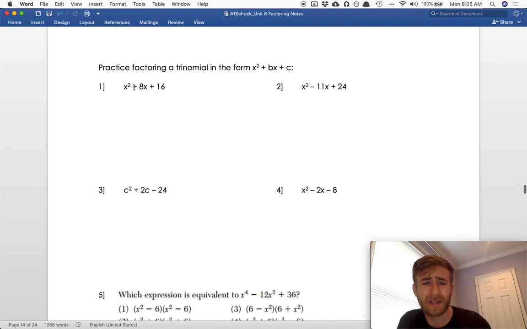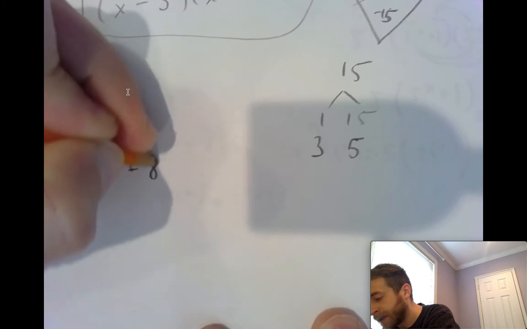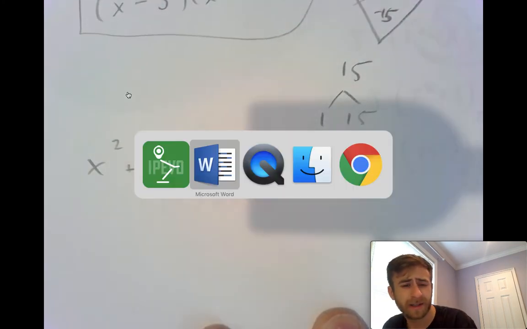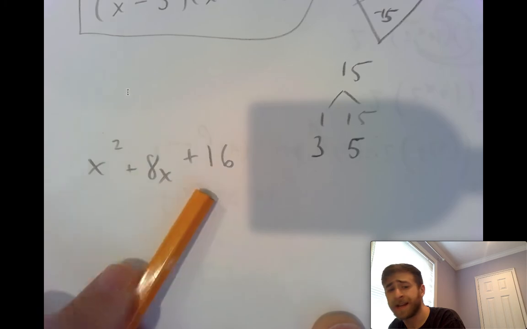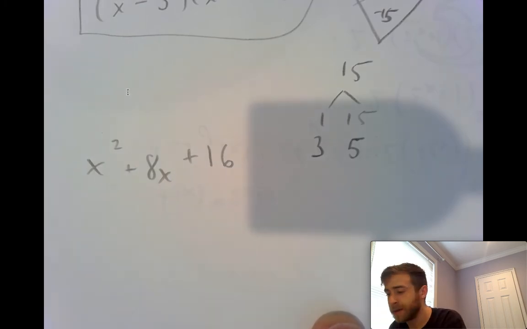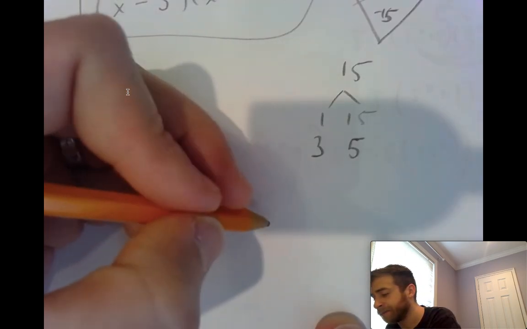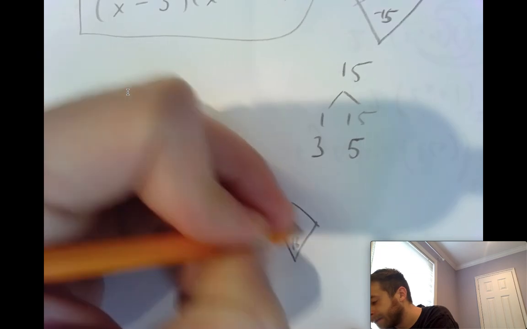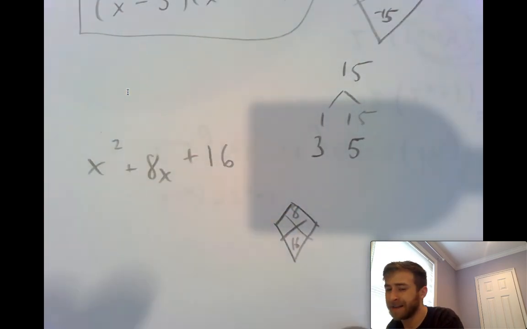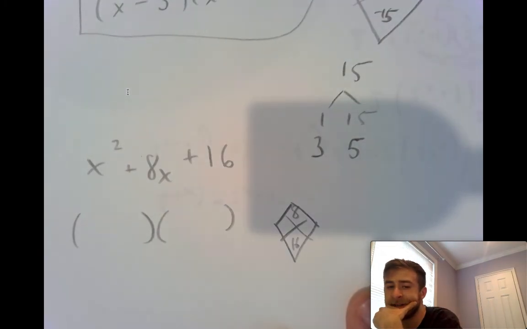I think I have space to do number 1 on the bottom of this page. x squared plus 8x plus, was it a plus or a minus 16? Plus 16. All right, x squared plus 8x plus 16. So I need two numbers that multiply to 16, and those same numbers need to add to positive 8. I drew this diamond too small, so let's just do it without the diamond. Two numbers that multiply to 16 and add to 8.